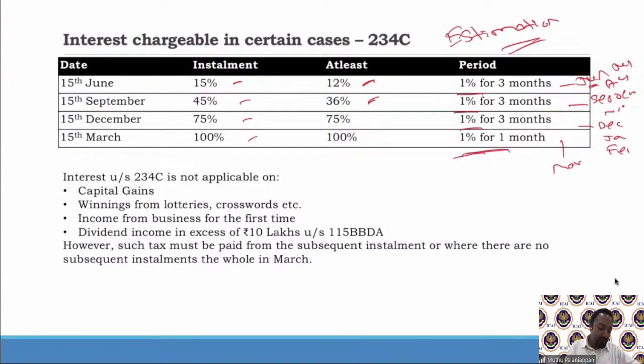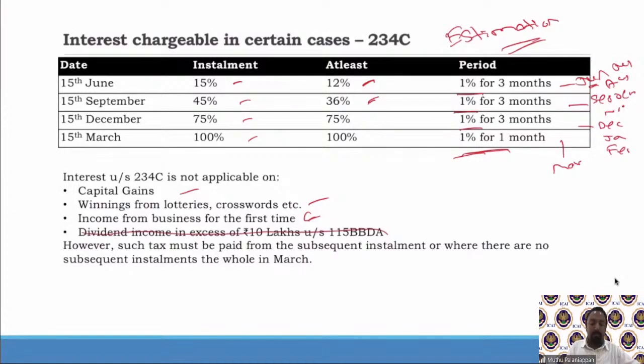It is not applicable wherever you are not able to estimate your income. Capital gains: I will not know that I'm going to sell a share on this date or sell a building on this date, so we can ignore. Winnings from lottery are all sudden income. You can't plan it. You can't estimate it. So for these incomes, and for first-time business, this is no more applicable, so we can leave it.